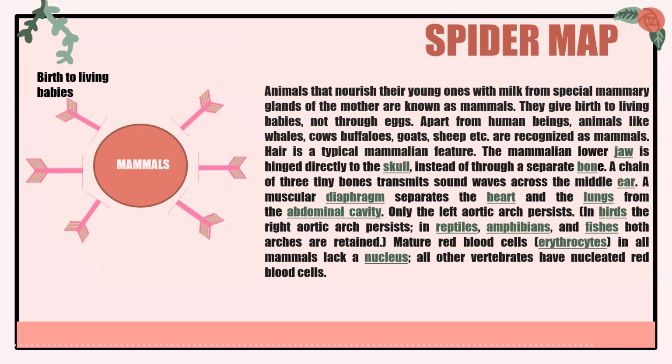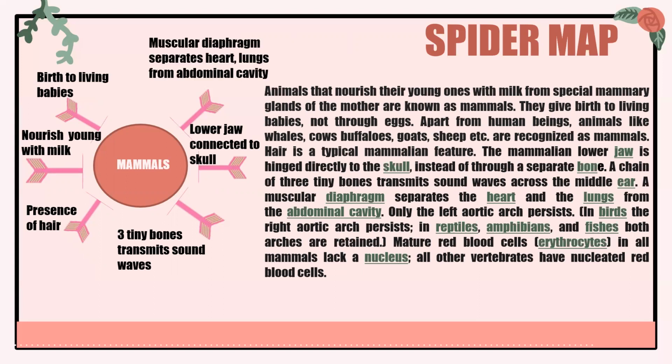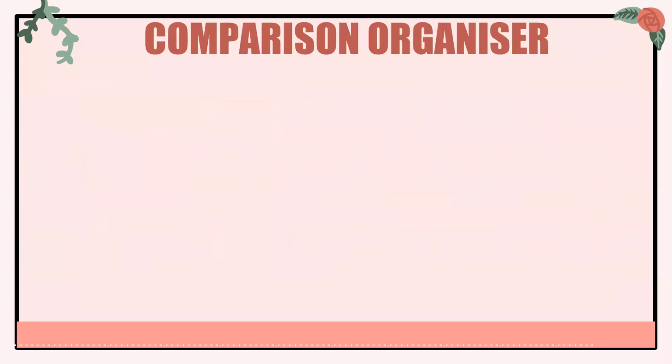It gives birth to live babies. It nourishes the young ones with milk. There is presence of hair in mammals, three tiny bones that transmit sound waves, and so on. I can move ahead with the information. In this way, the spider map can be used by the teacher in order to give detailed information about a particular topic. Now let us move on to the comparison organizer.